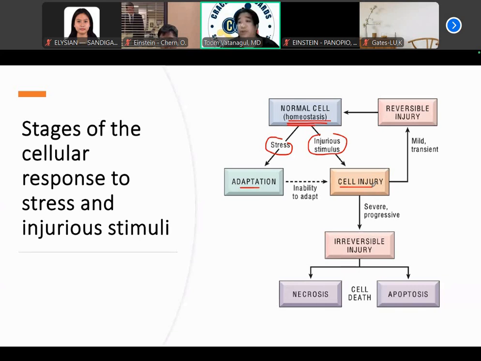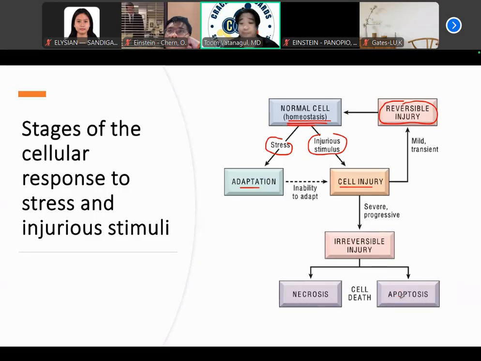So if that cell injury is mild and transient, then that is a reversible injury, which will go back to cellular homeostasis. But if the cell injury is severe or it is progressive, then that injury becomes irreversible. And there are only two pathways for irreversible cell injury. That includes necrosis, which is the sum of all cellular death, or apoptosis.